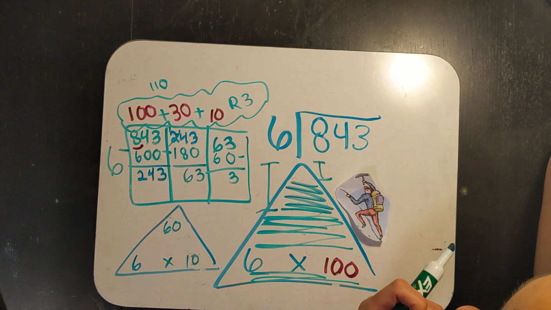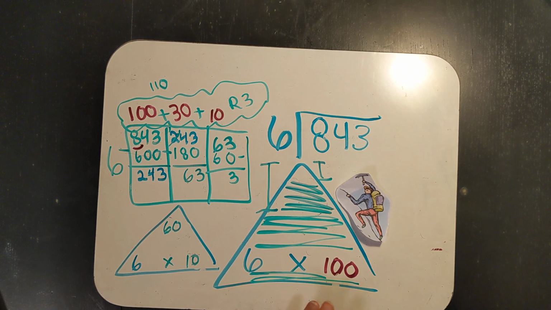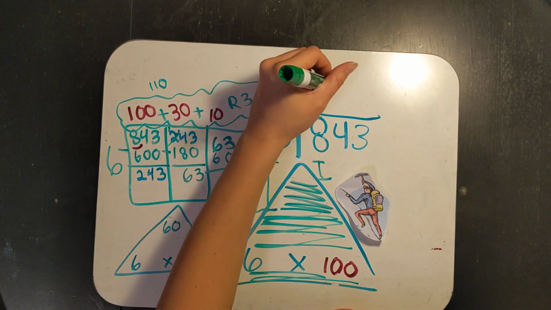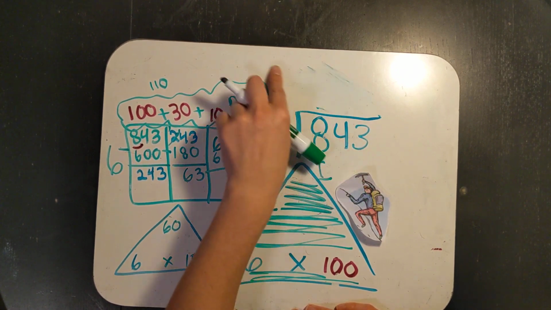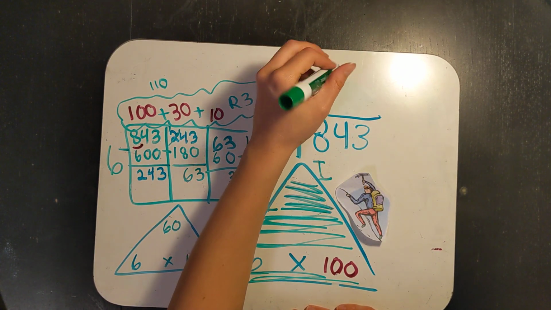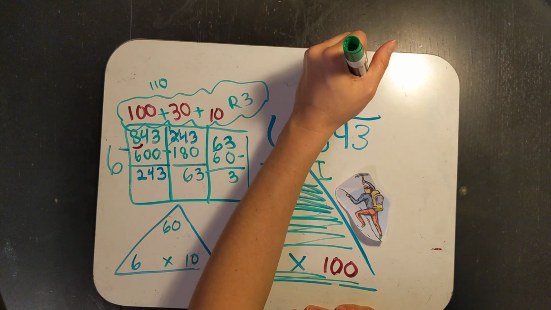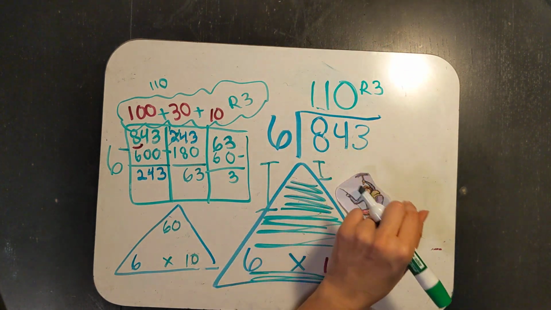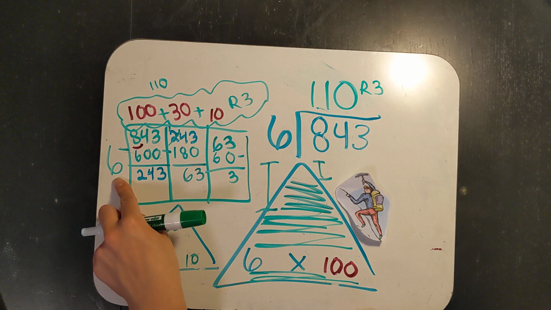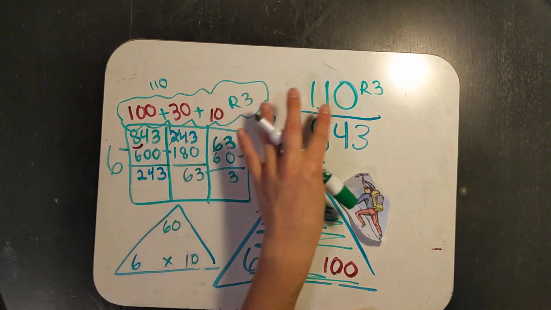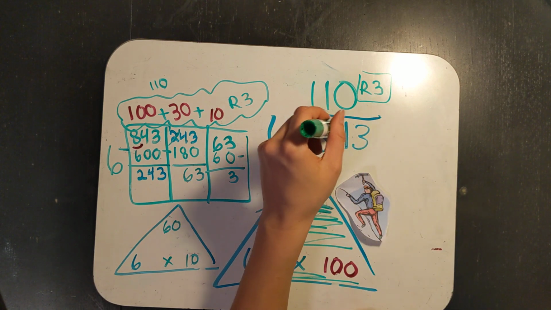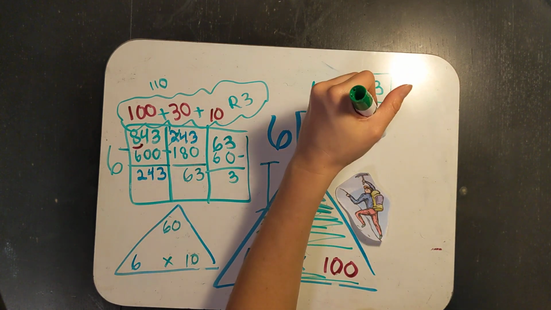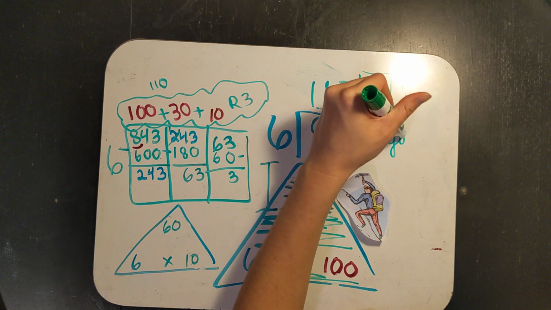And then here's my question. The Toy Factory was able to fit 6 toys in each box, and they used 110 boxes with 6 in each, but then they had 3 left over. 3 what left over? What did this big number refer to? Toys. So there were 3 toys left over.